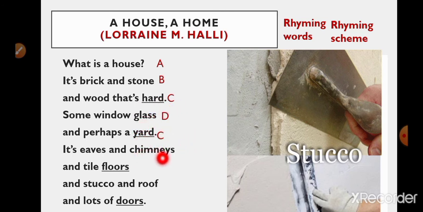Next come to chimneys. Does it rhyme with any of these words? No. So after D comes E. So we'll give it E. Next is floors. Does it rhyme with anyone? No. And we'll give it F. Then comes roof. This also does not rhyme with any of the words given here. So we'll give it a G. In the end, we have doors and it rhymes with floors. And we have given floors an F. So to doors also we'll give F. So the rhyming scheme of stanza 1 is A, B, C, D, C, E, F, G, F. So this is how you find a rhyming scheme.